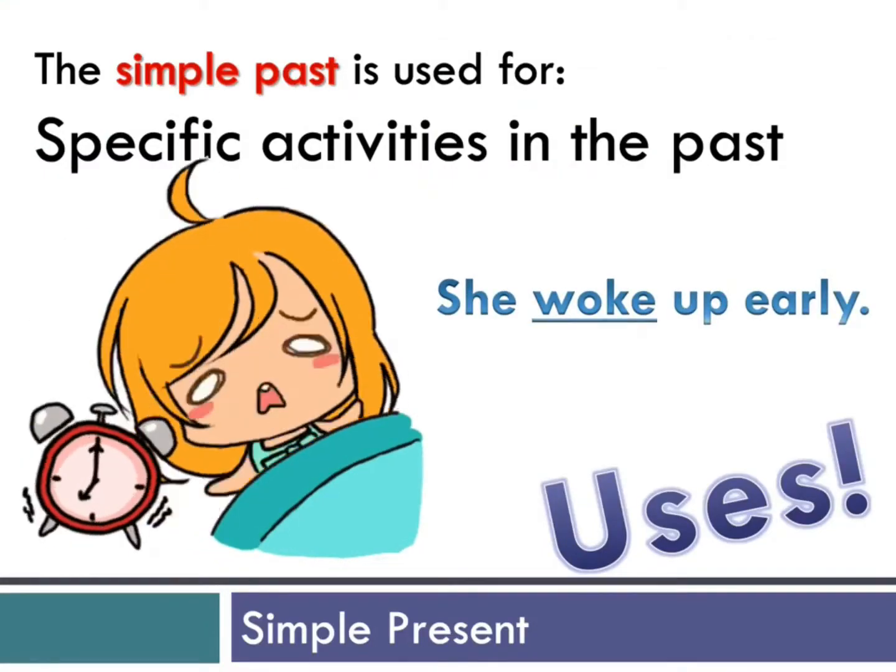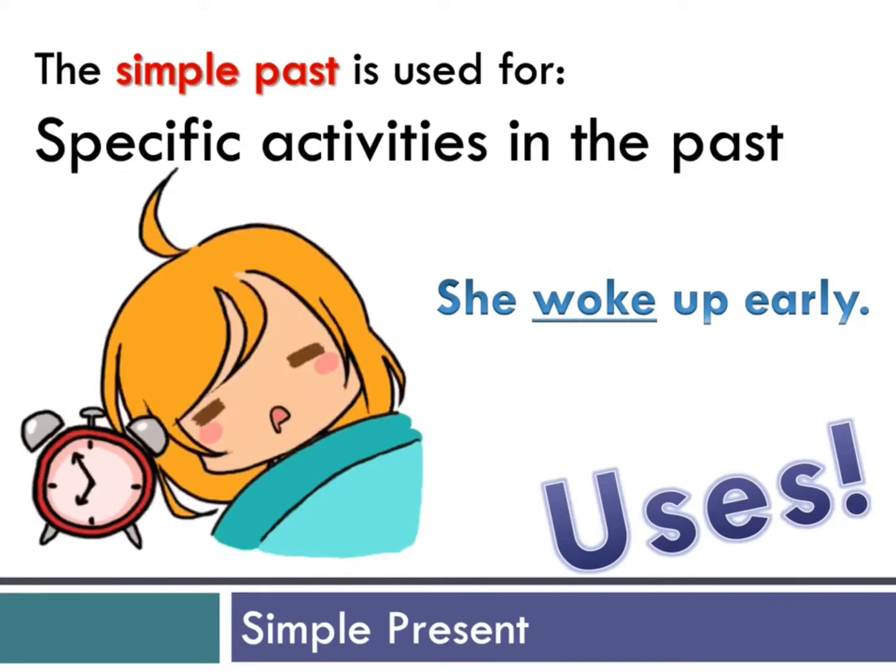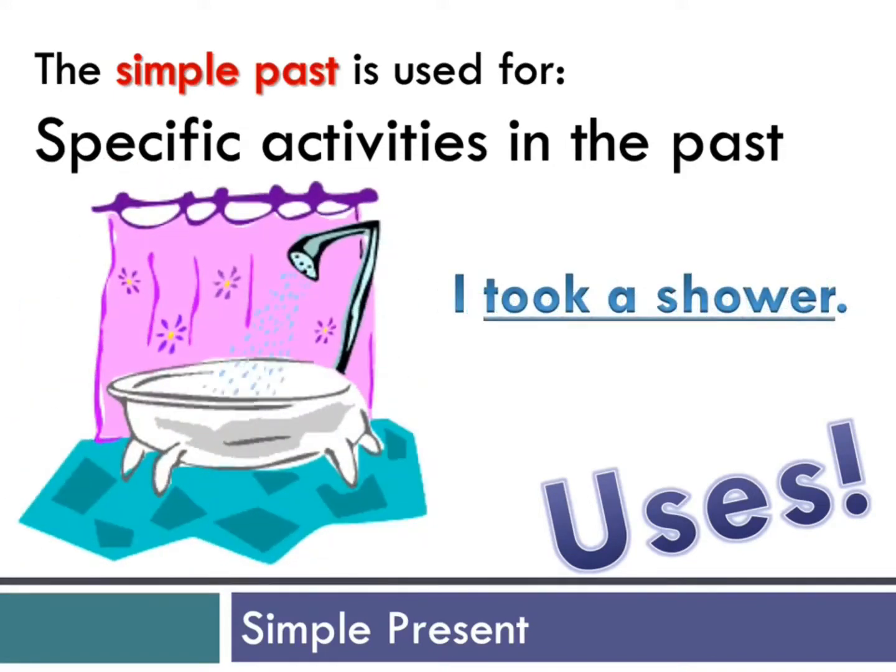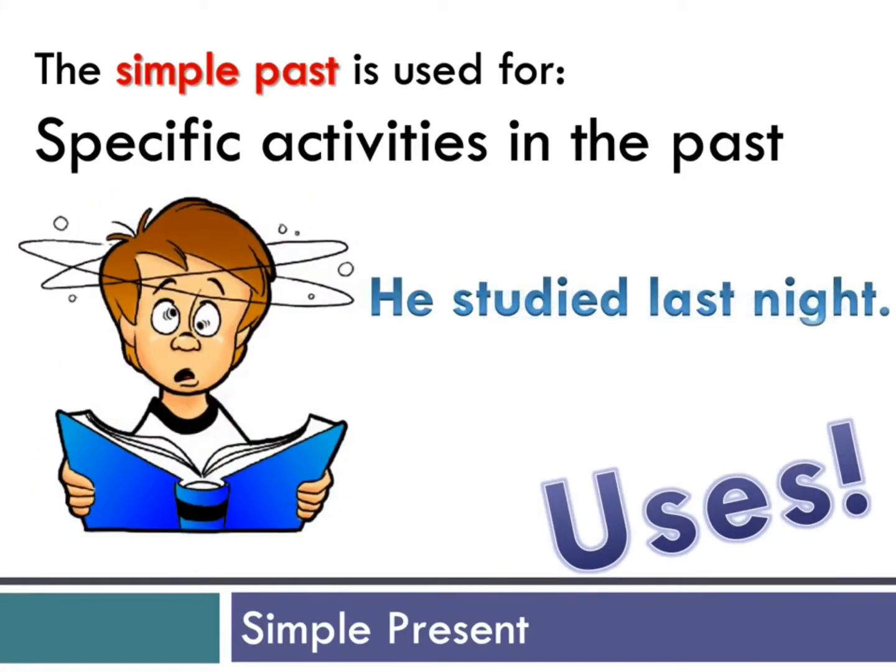In this video, we are going to discuss simple past. Simple past is used for specific activities in the past. For example, I took a shower. And the second example, he studied last night.